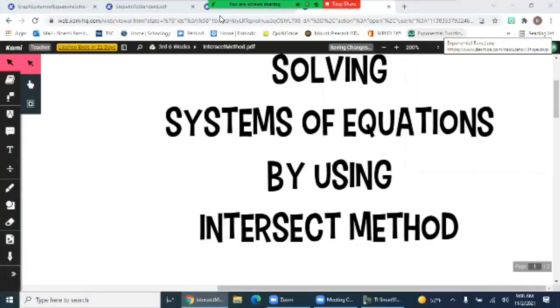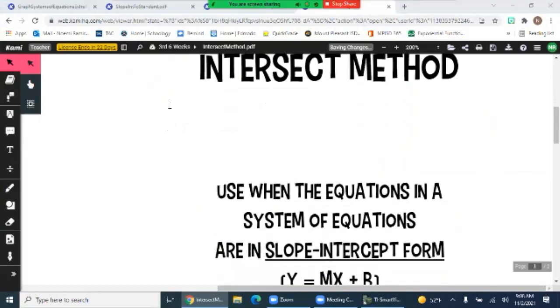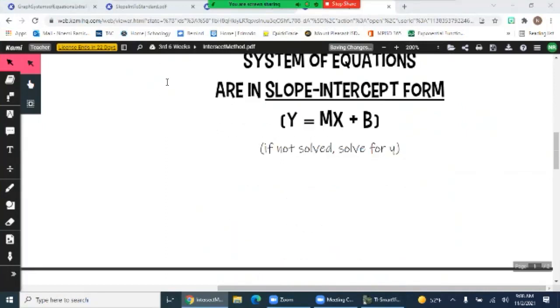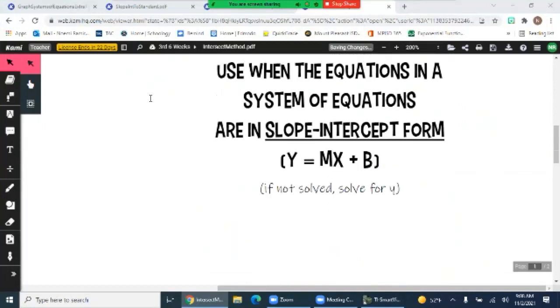Okay, so tomorrow we're going to be solving systems of equations. Remember, two lines on the same graph by using the intersect method. Now, the intersect method will be used whenever you have an equation in slope-intercept form. And the only thing you really do have to remember is that if the equation is not solved for y, make sure you solve it.